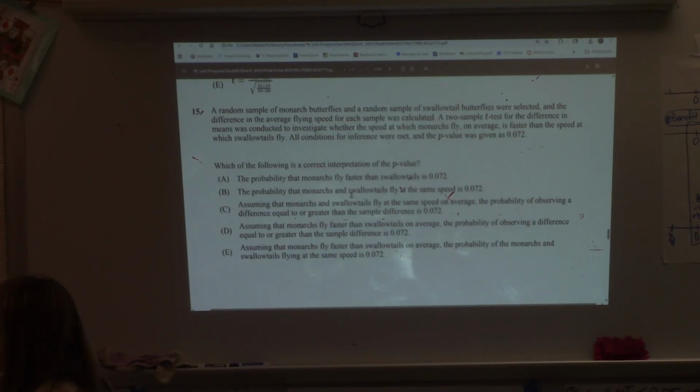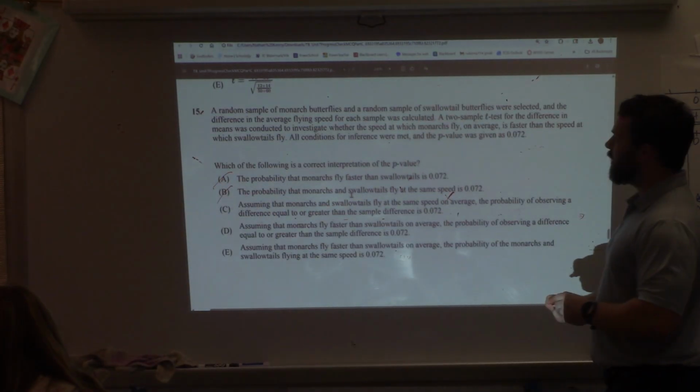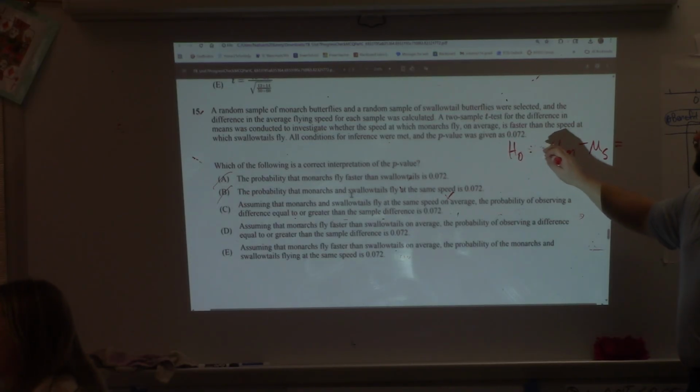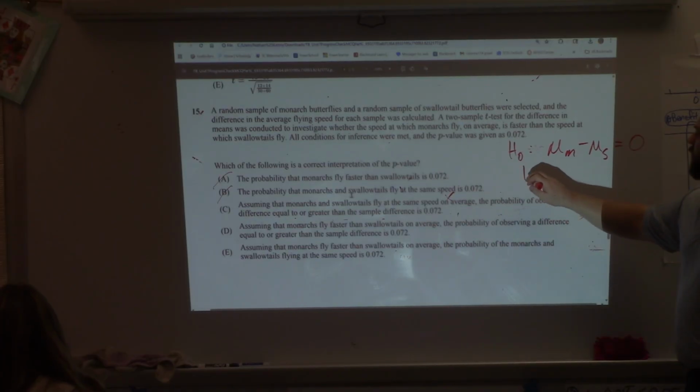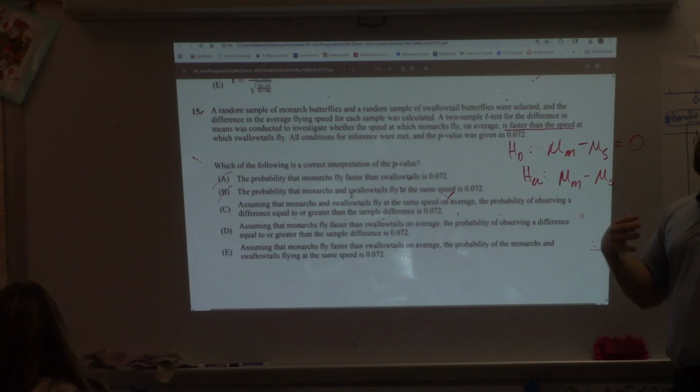Which answers can we quickly eliminate? A and B. Okay, we have to assume what? The null, which is they are the same. So mu of monarch and swallowtail, we're assuming that difference is the same, so the difference is 0. What's going to be our alternative though? Look at the wording of the question again. The monarch is faster, so is that a not equal to? That's greater. If this is bigger than this, it's going to be greater than 0.